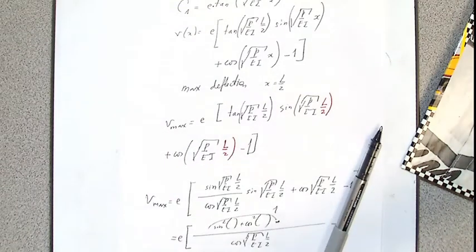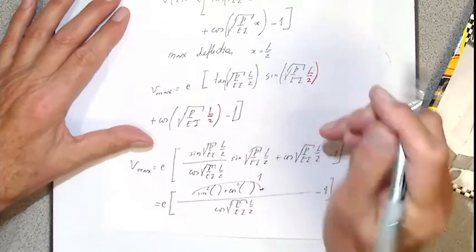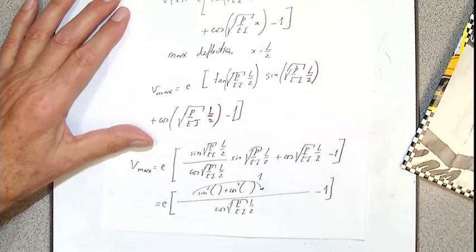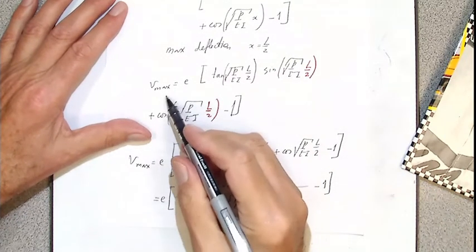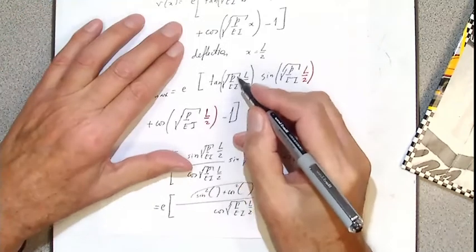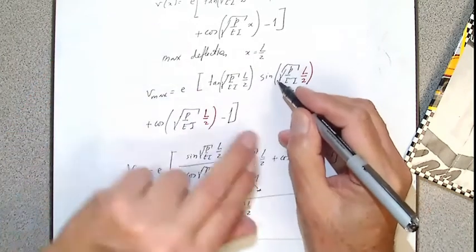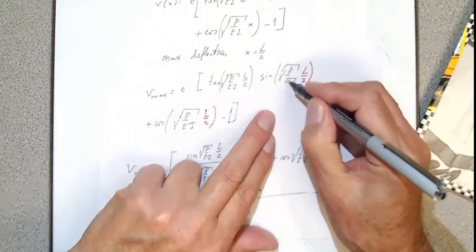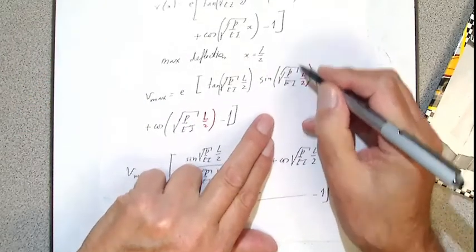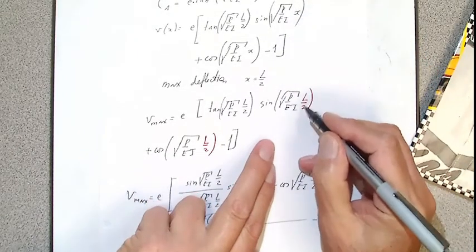Due to symmetry, the maximum displacement occurs at L over 2. So that vmax equals e tangent of square root of P over EI L over 2 times sine of square root of P over EI L over 2, so that instead of x, I substitute L over 2.